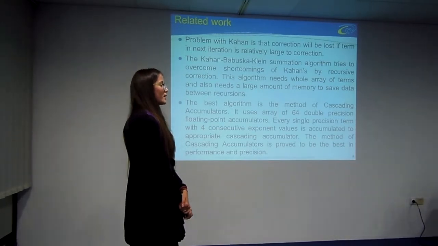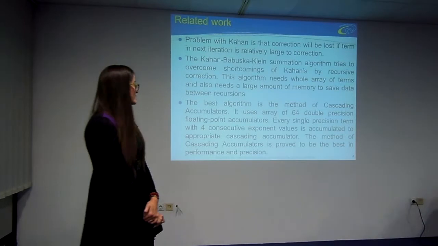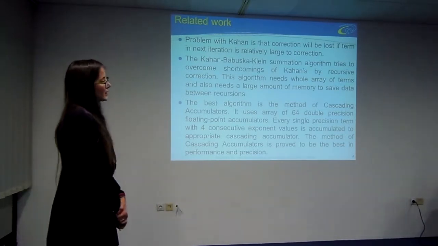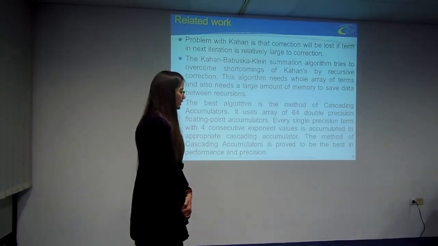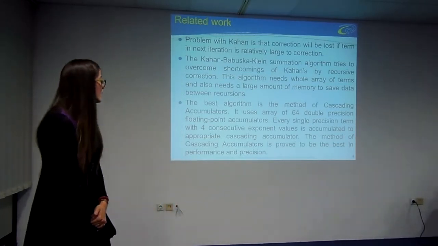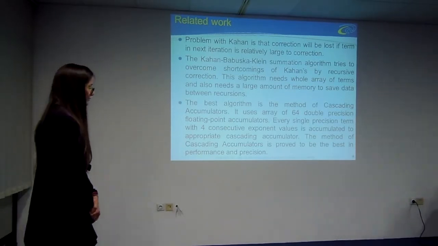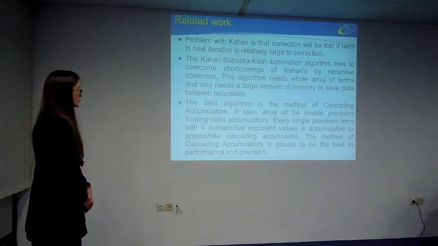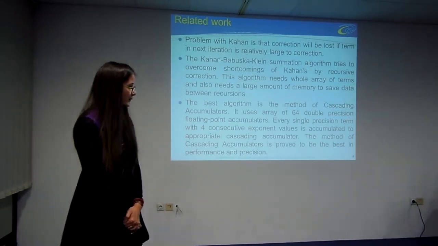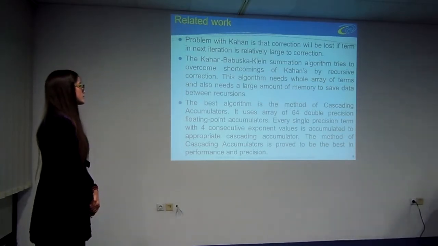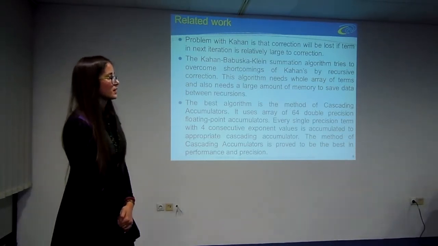The best algorithm is the method of cascading accumulators. It uses an array of 64 double precision floating point accumulators. Every single precision term with 4 consecutive exponent values is accumulated to the appropriate cascading accumulator. The method of cascading accumulators is proved to be the best in performance and precision.